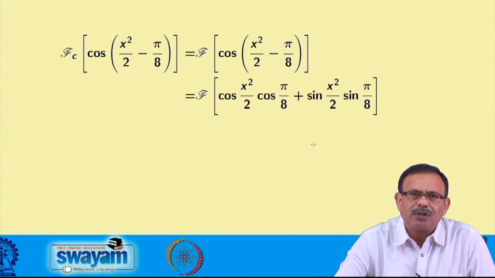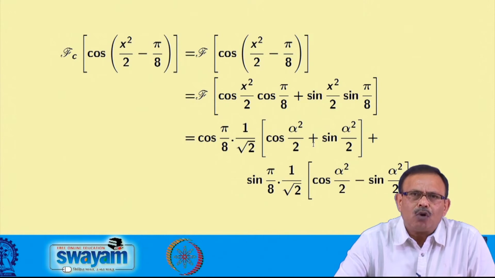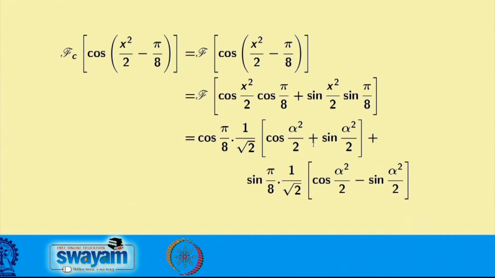Now, this cos function I am breaking into cos A cos B plus sin A sin B form. Cos pi by 8 I am bringing down, and I am writing Fourier transform of cos of x square by 2 value, which we wrote on the earlier side.